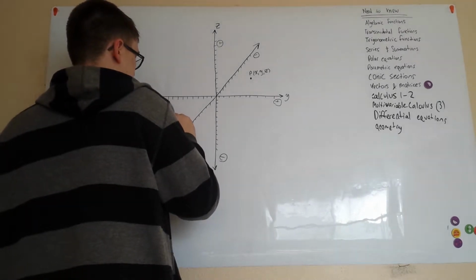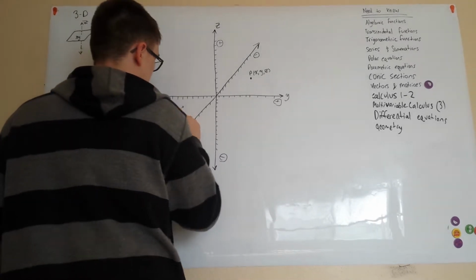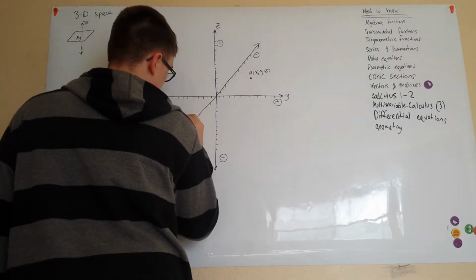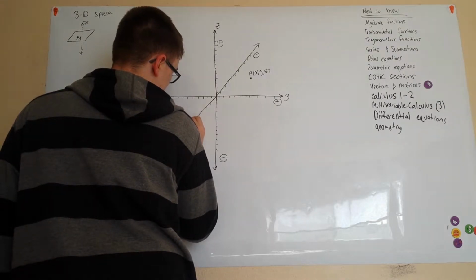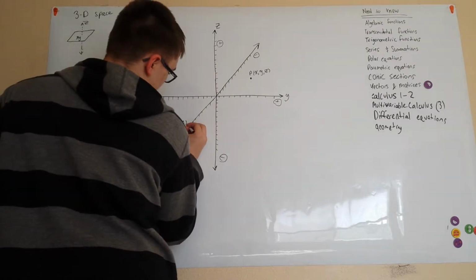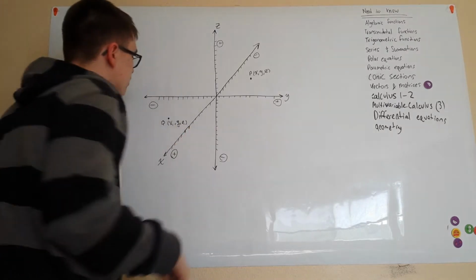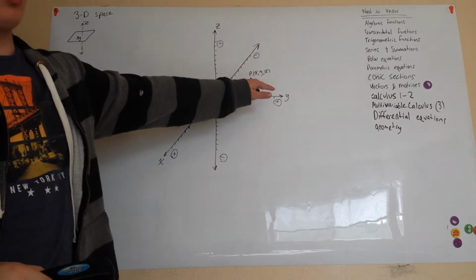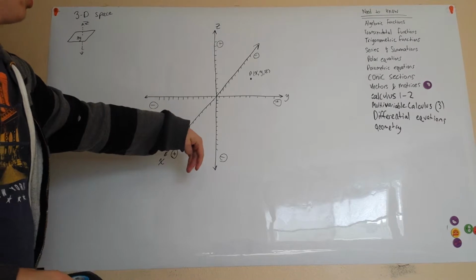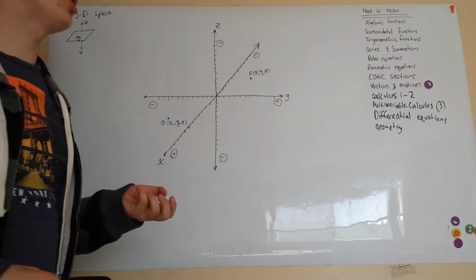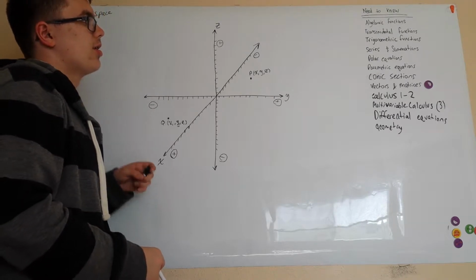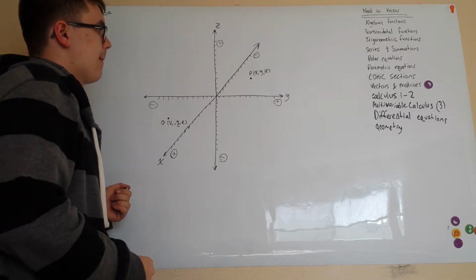And this is just x sub 1 comma y sub 1 comma z sub 1. This is our other ordered triple. So we get ordered pairs in the plane. We get ordered triples in the 3D coordinate system. Okay.